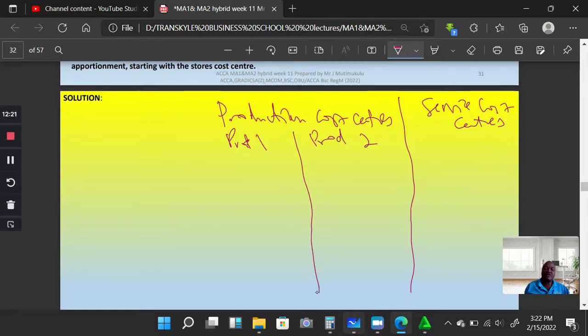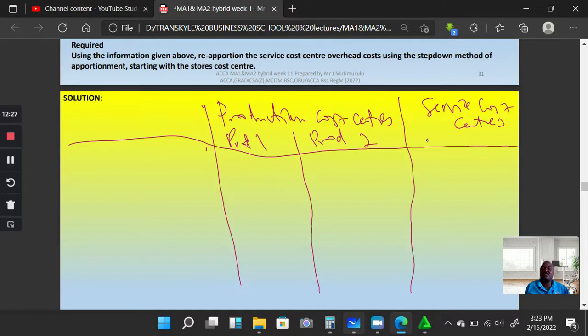Do not be confused, this is not tricky anymore. And then we have got service centers, stores and maintenance. These are the two service centers we have. Okay, we can just put our dollar sign, as we are taking off money.